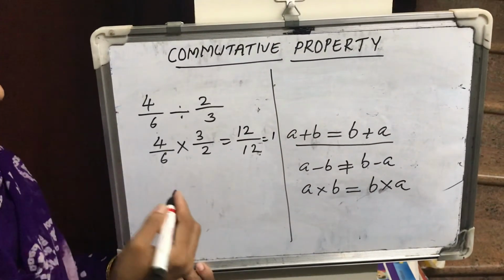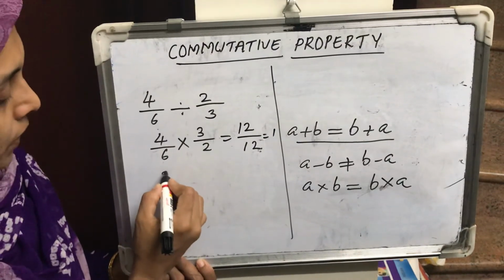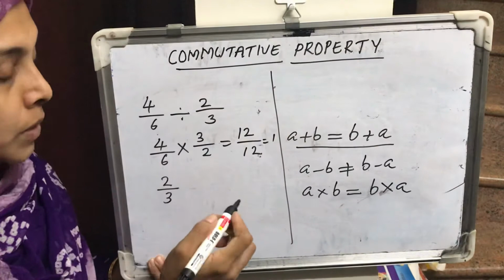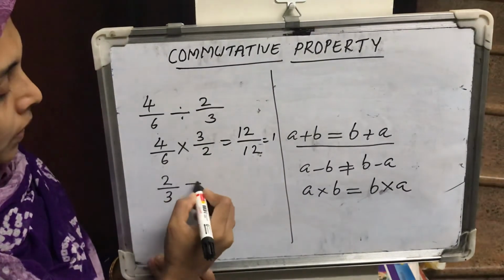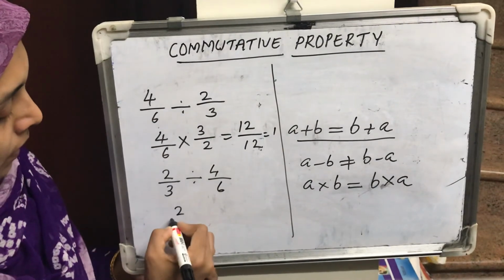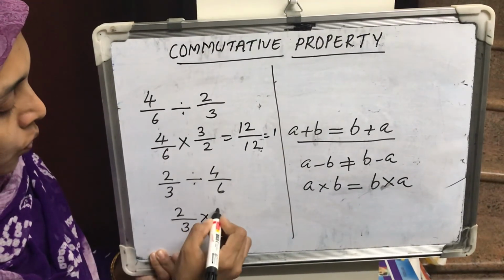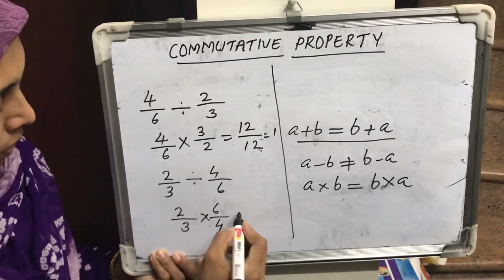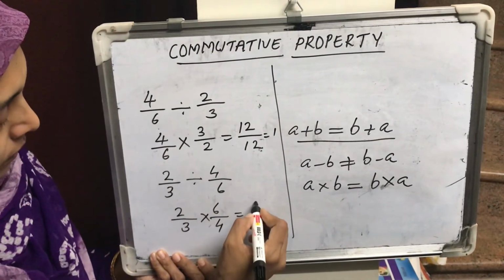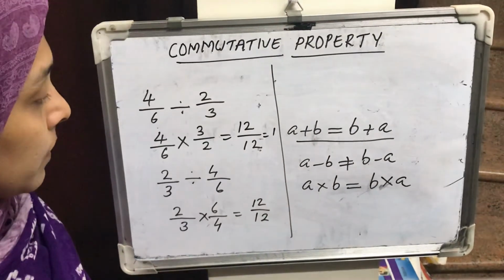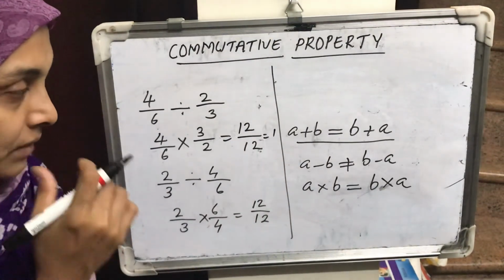Then what will we get next? When we change the order of these rational numbers, what will happen? 2 by 3 when we divide by 4 by 6, what will happen in this case? 2 by 3 into 6 by 4. Isn't it? So it will be 12 by 12. Same answer we got.